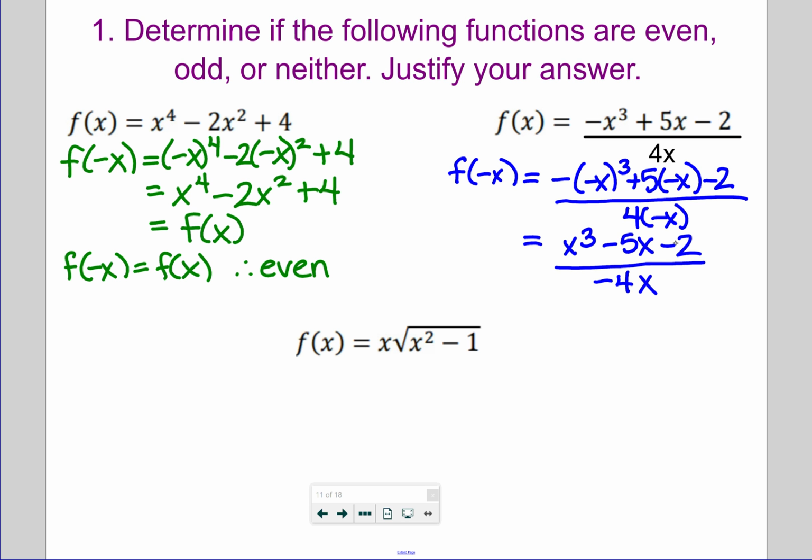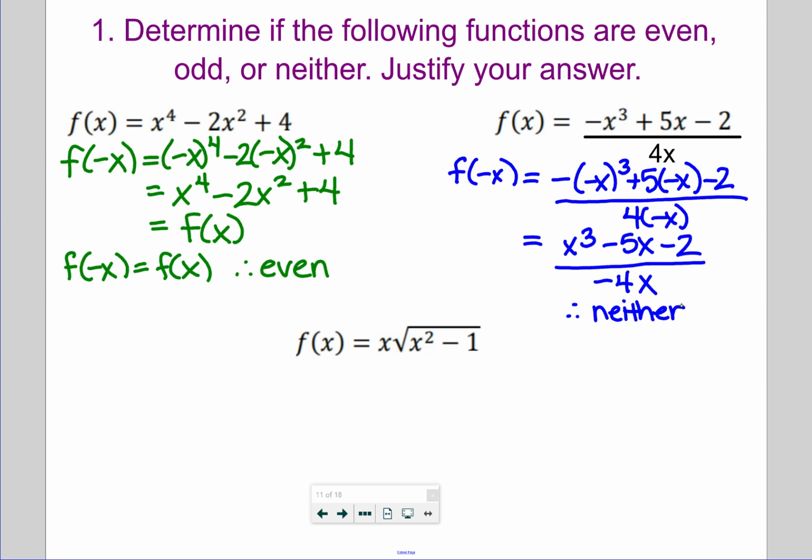The numerator is not quite the same as my original function, and even if I factored a negative out, it still wouldn't match that numerator. I would still have this -2 that is the oddball there. So there's nothing we can do to make this look like the original function or the opposite of the original function. So this is a neither.